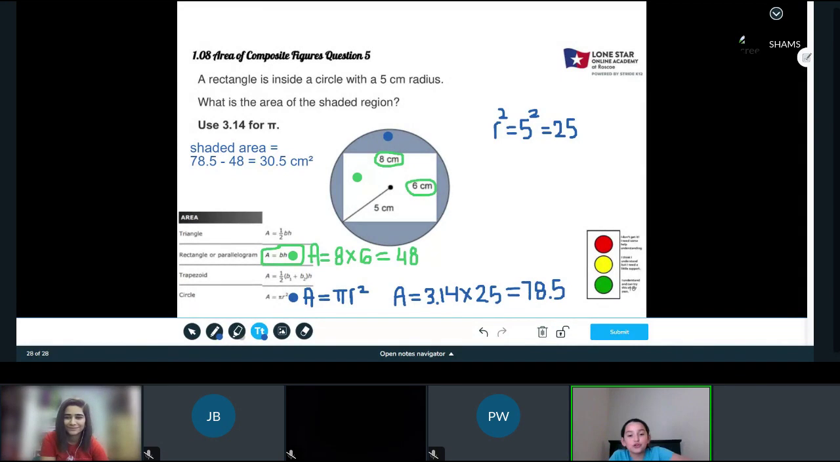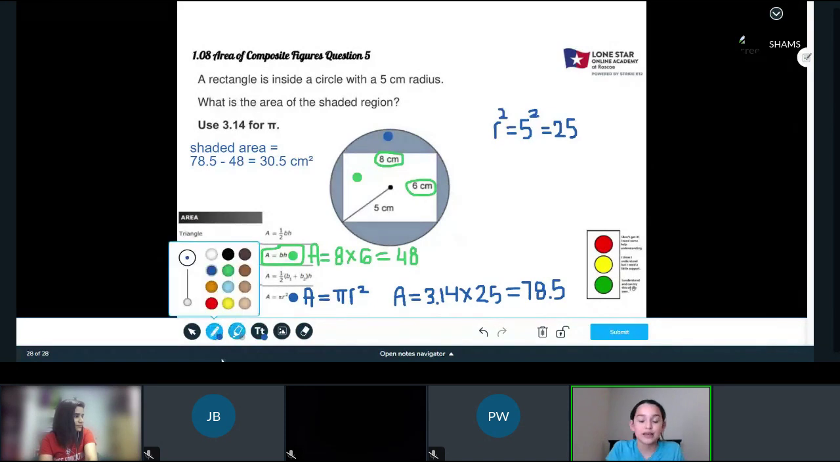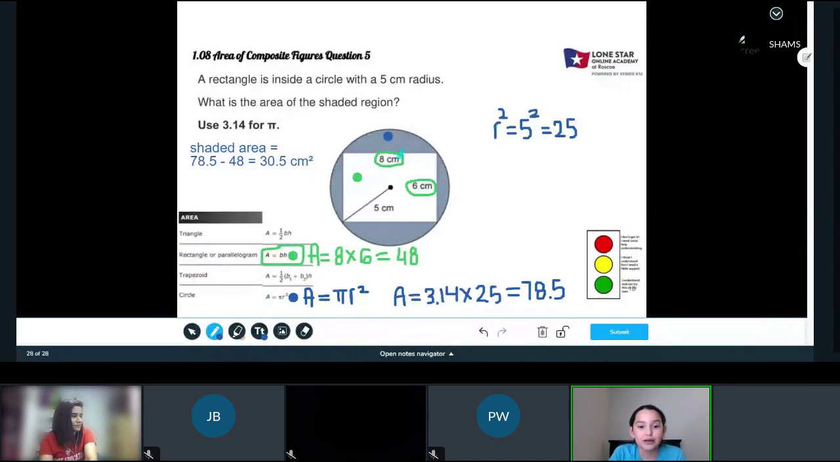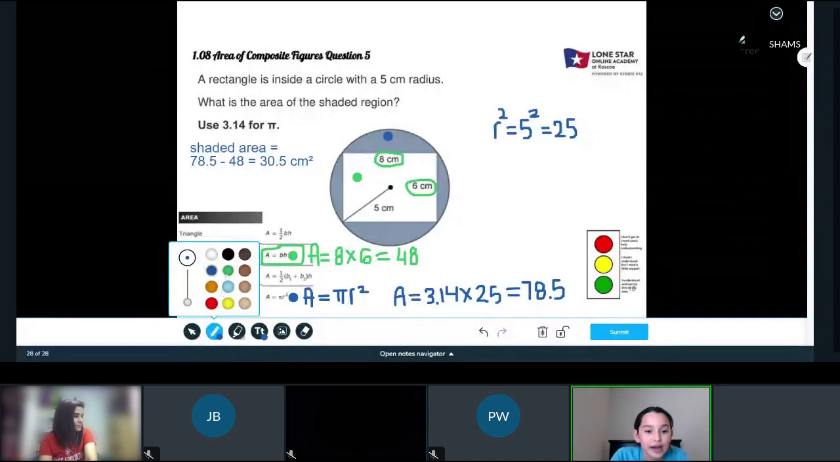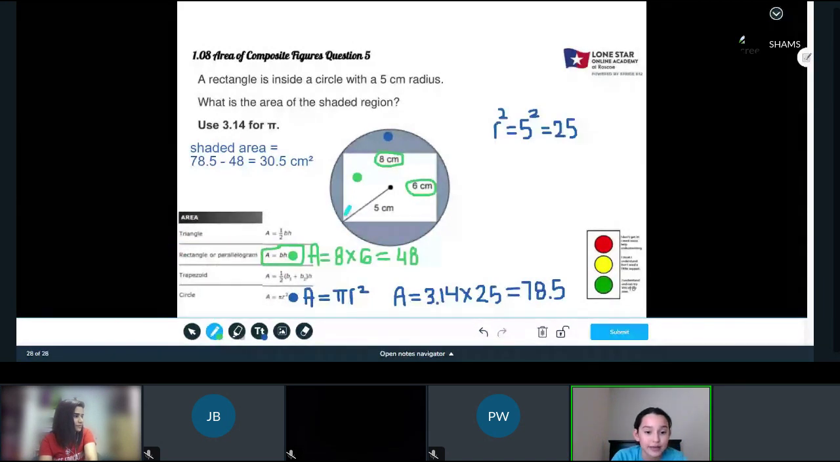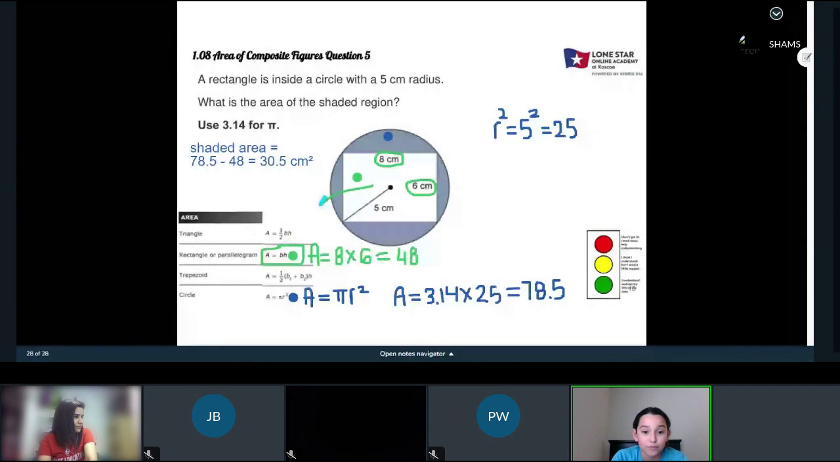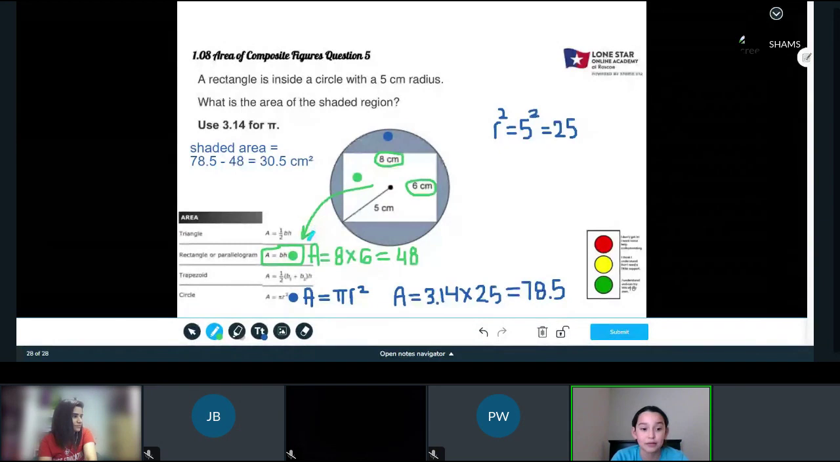Okay, yes. So you can start any way you like, but I usually start from the not shaded region, but you can start from the shaded region if you'd like to. That's my choice. So I started from the rectangle, and as you can see on the chart, our formula is A equals base times height, or you can do A equals length times width, as some people know it. And you're going to multiply the base, which will be 8.